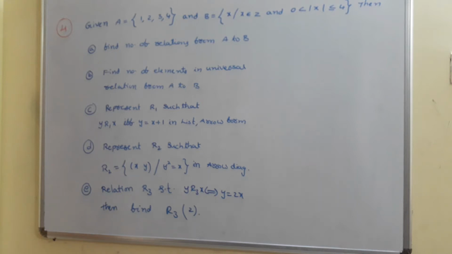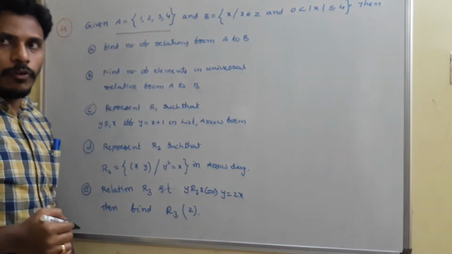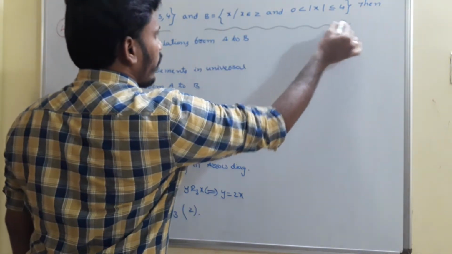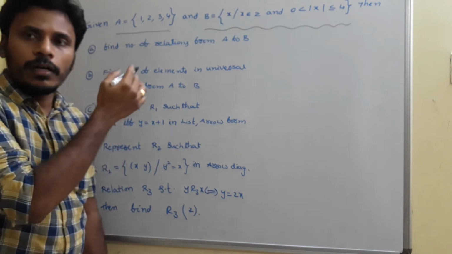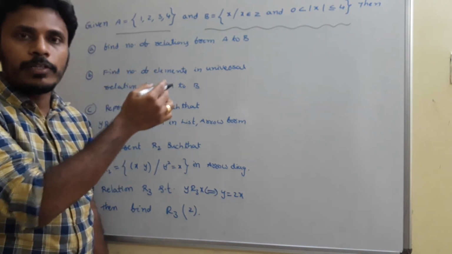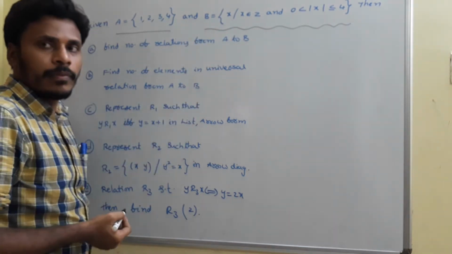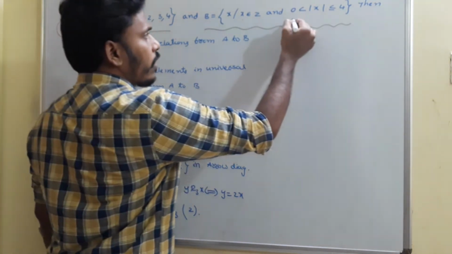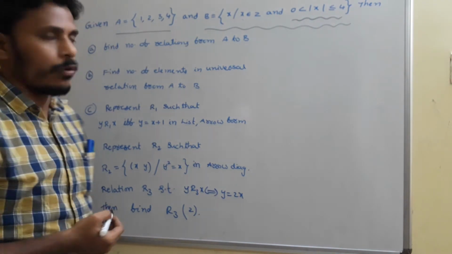Look at the board. Two sets are given. A is a set containing the elements 1, 2, 3, 4 and B is another set and its definition is given like this. Okay. So first of all, you need to find the elements of set B. Set B contains the elements x and that x is in integers and the restriction on that x is mentioned that modulus of x is in between 0 and 4.